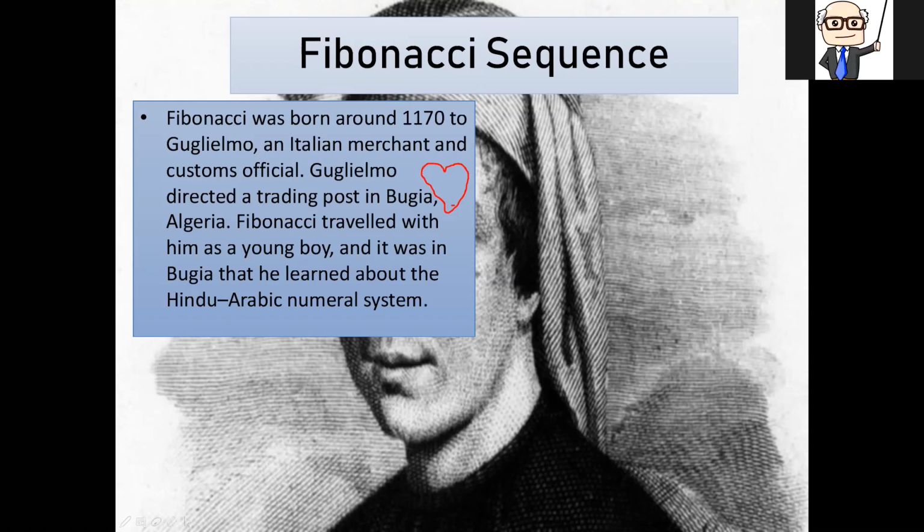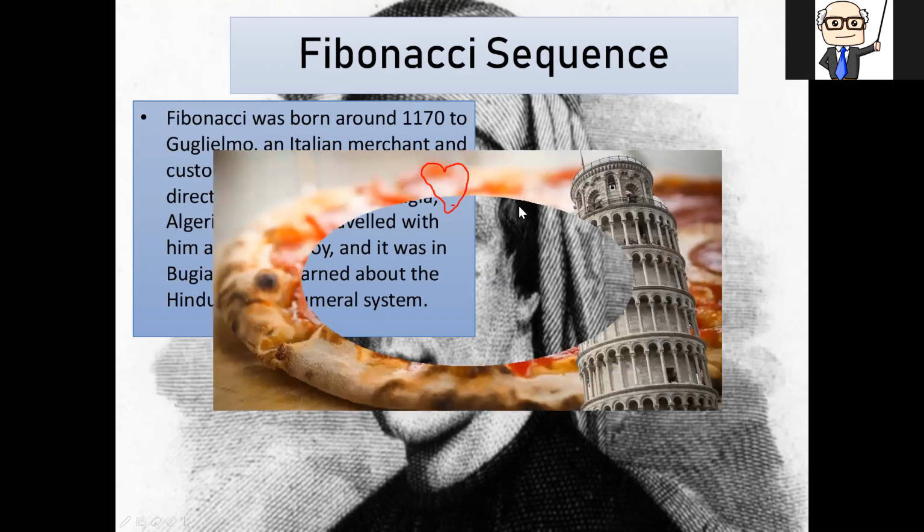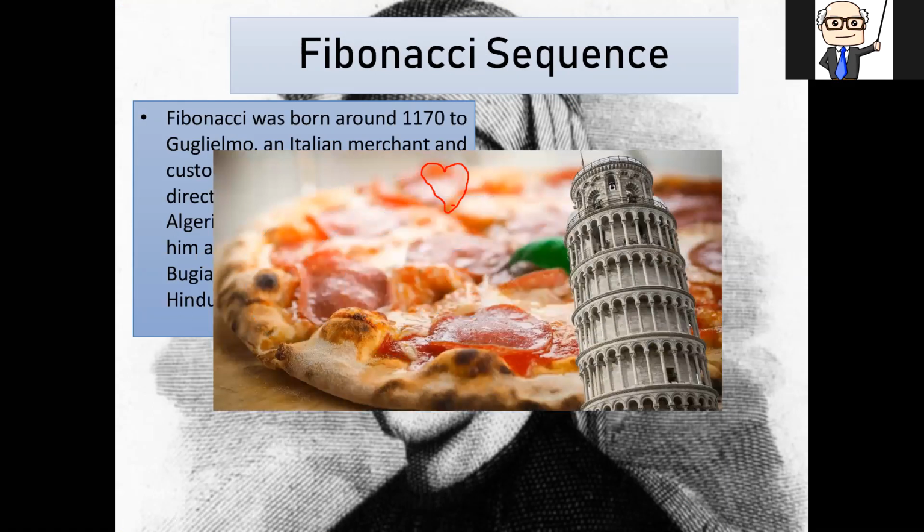And when he was young, he traveled as a young boy and he learned about the Hindu-Arabic numeral system. So he's a very smart boy. Okay? But he was born in this place called, anybody know what that tower is? Have you seen this tower before or not? No, wrong. This one. This tower is called the, it sounds like this picture. What is this picture called? Pizza. Very close meaning.